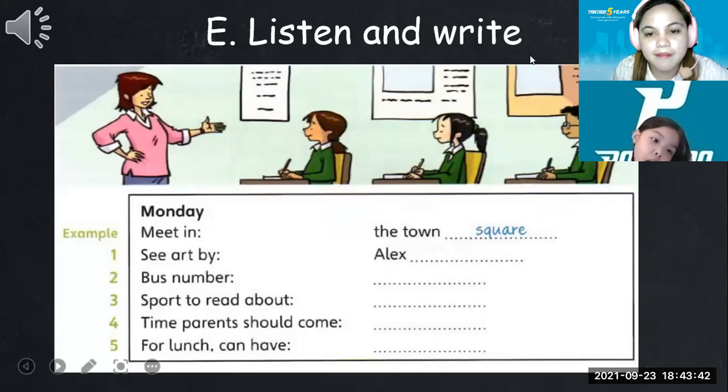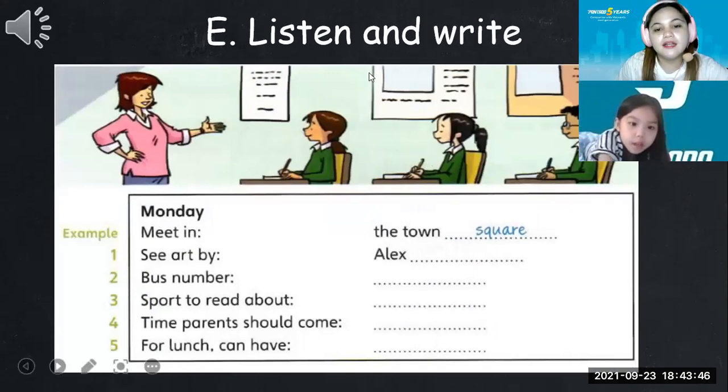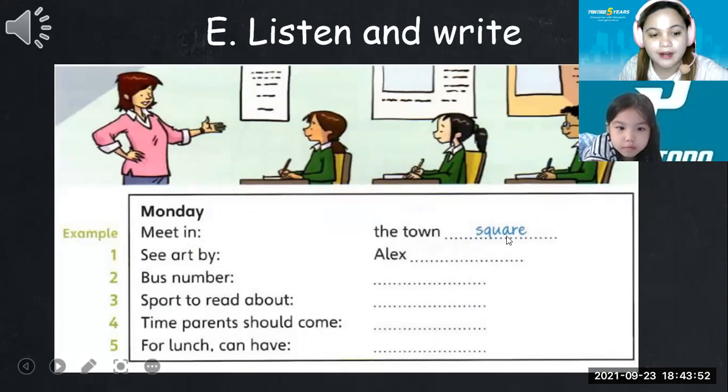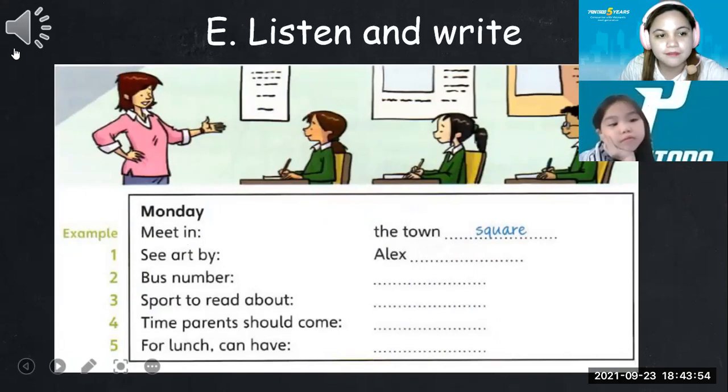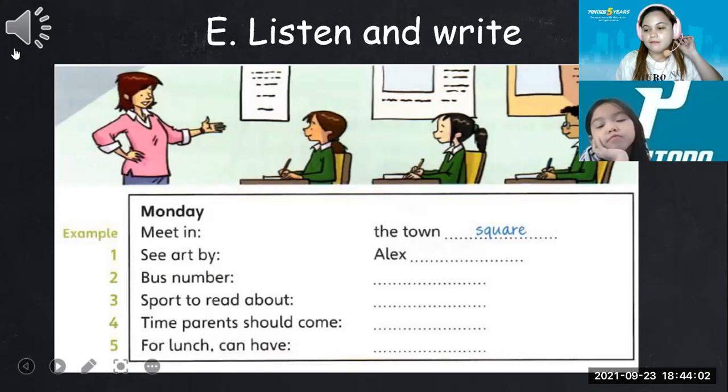Okay, so now Huang, I'm going to play an audio and then all you have to do is to listen and write your answers on the blank. Example, Monday, meet in the town square. Okay, let's start. 8E. Can you hear it?